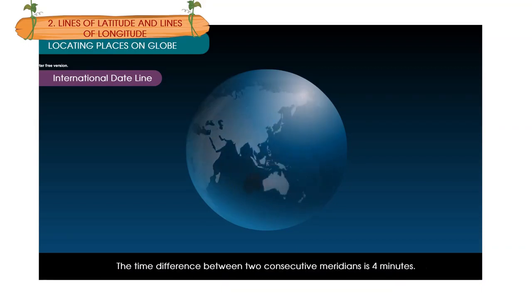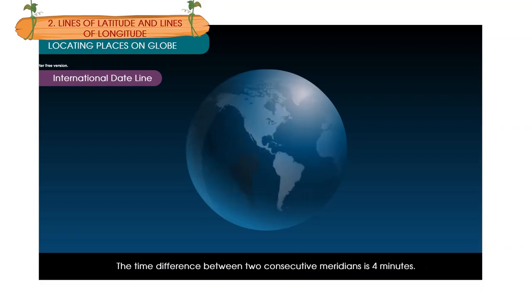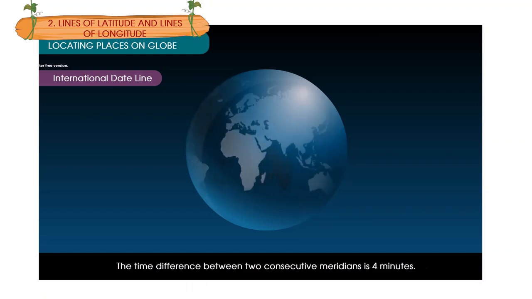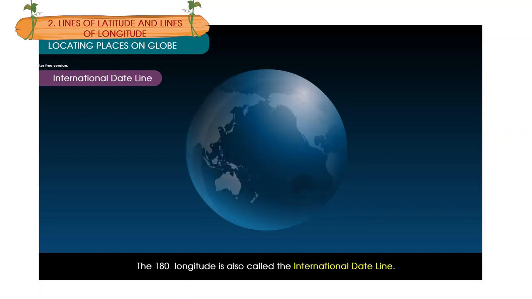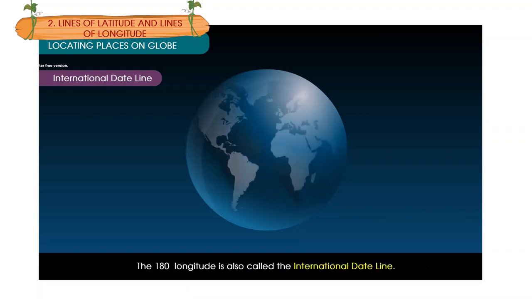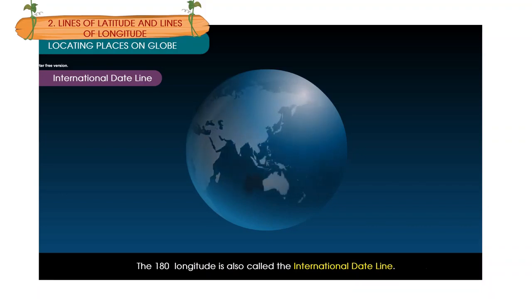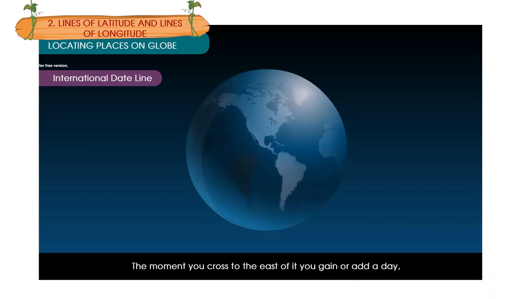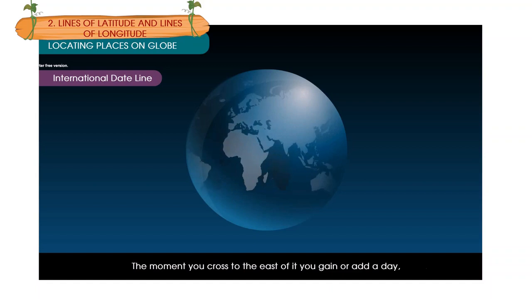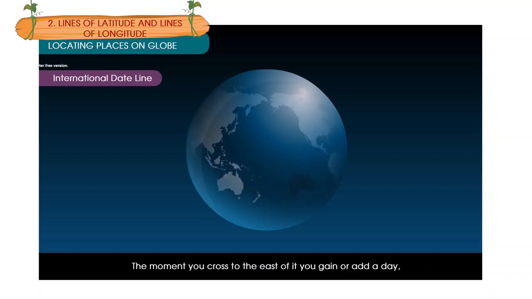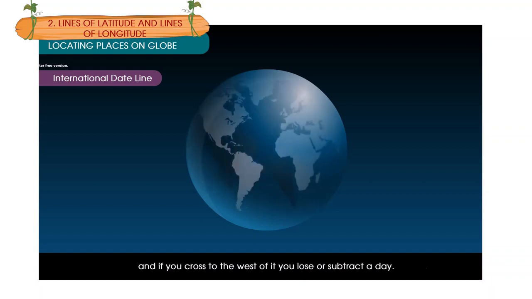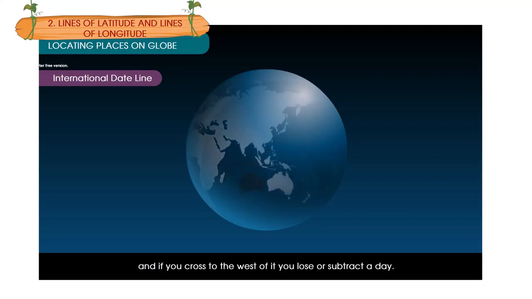The time difference between two consecutive meridians is 4 minutes. The 180-degree longitude is also called the international date line. The moment you cross to the east of it, you gain or add a day. And if you cross to the west of it, you lose or subtract a day.